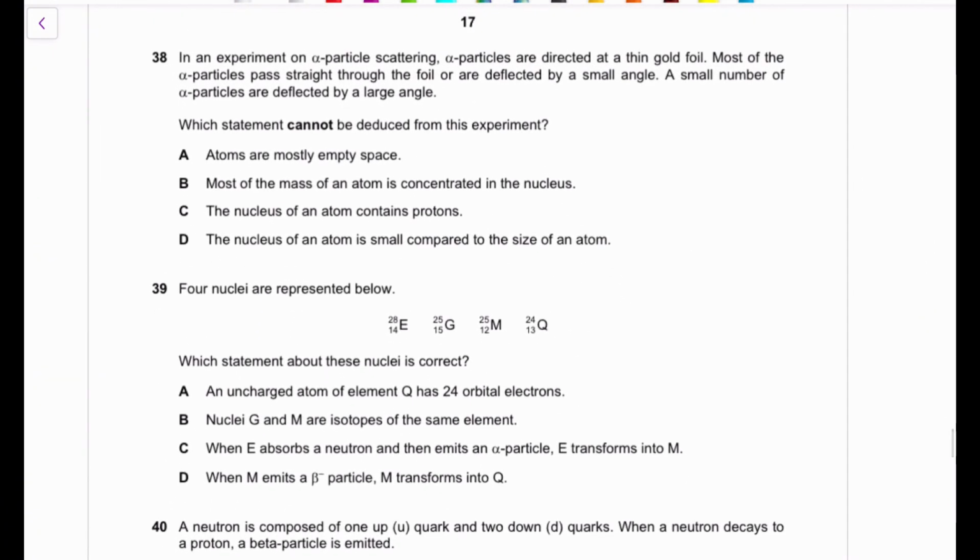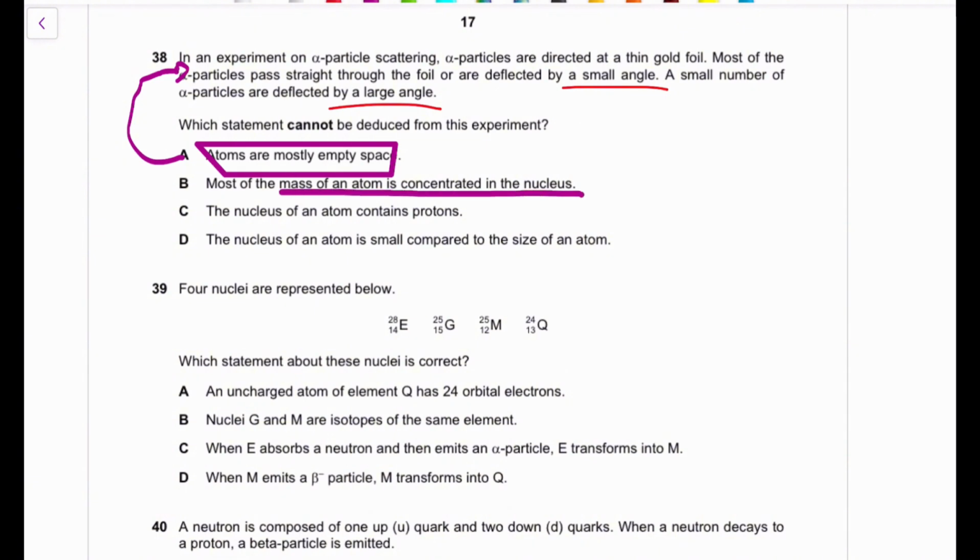Question 38. In an experiment of alpha particle scattering, alpha particles are directed at a thin gold foil. Most of the alpha particles pass straight through the foil or are deflected by a small angle. Okay, a small number of alpha particles are deflected by a large angle. Which statement cannot be deduced from this experiment? Okay, so the first statement, atoms are made up of mostly empty space. We deduce it from this experiment that most of them pass straight through, meaning the atom is mainly empty space, right? Most of the atom is concentrated in the nucleus.